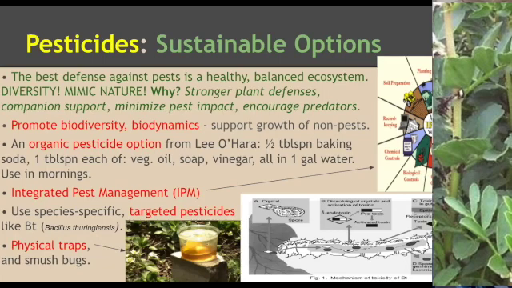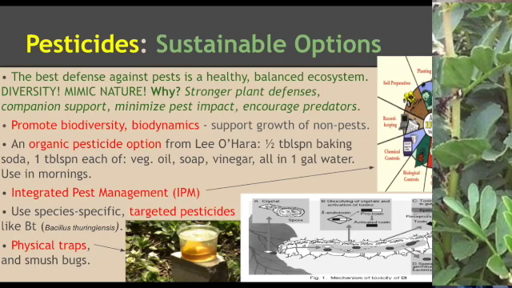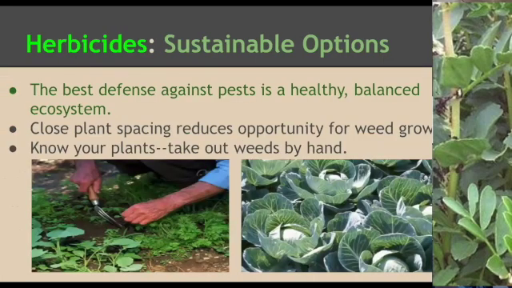Or if you know something about, maybe this insect lays its eggs only on a certain plant in the month of June. Let's just make sure that plant isn't around in the month of June. This is what integrated pest management is. It's essentially being smart about the pest in question. Okay, so these are some things we can do around pesticides.